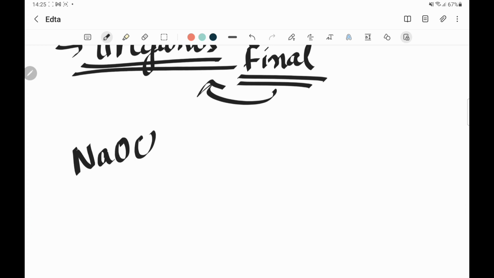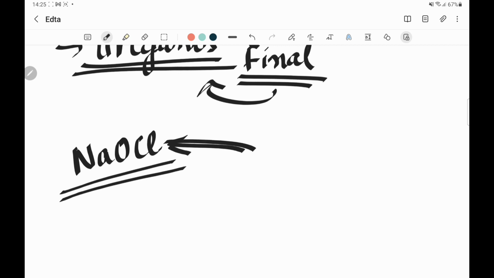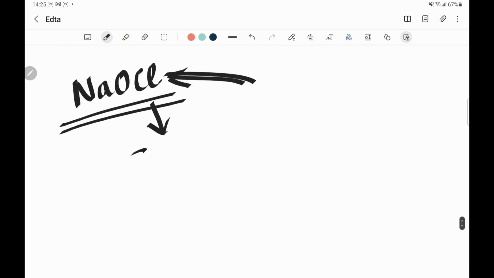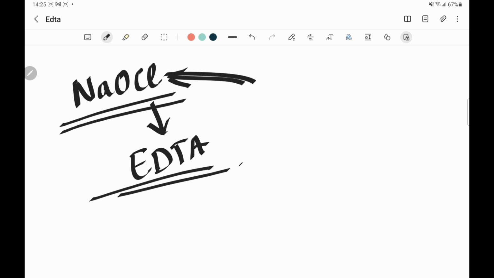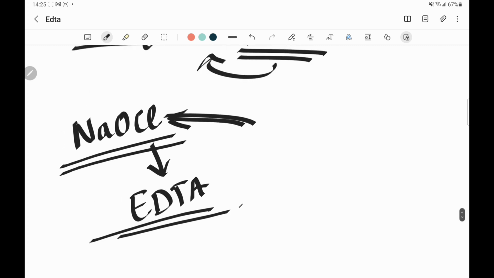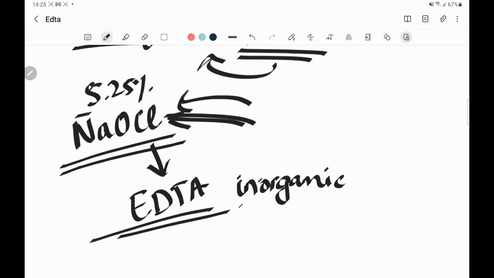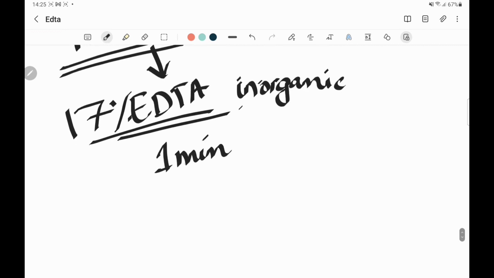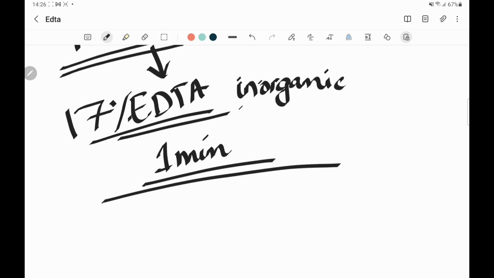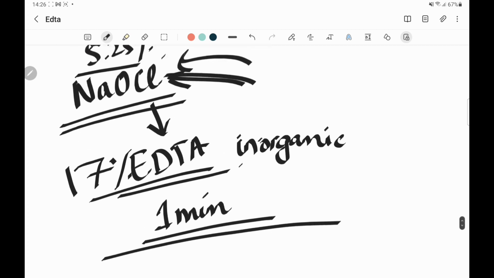The first solution you use as the irrigant is sodium hypochlorite, which is going to remove the organic part of the smear layer. Afterwards, the final rinse is with EDTA, since it is going to remove the inorganic part of the smear layer. The organic part is removed by the sodium hypochlorite, and the inorganic part is removed by the EDTA. So first you use 5.25% sodium hypochlorite, and then 17% EDTA for 1 minute, which gives the final rinse, the final irrigant. So 17% EDTA for 1 minute as a final rinse is used as a root canal irrigant.